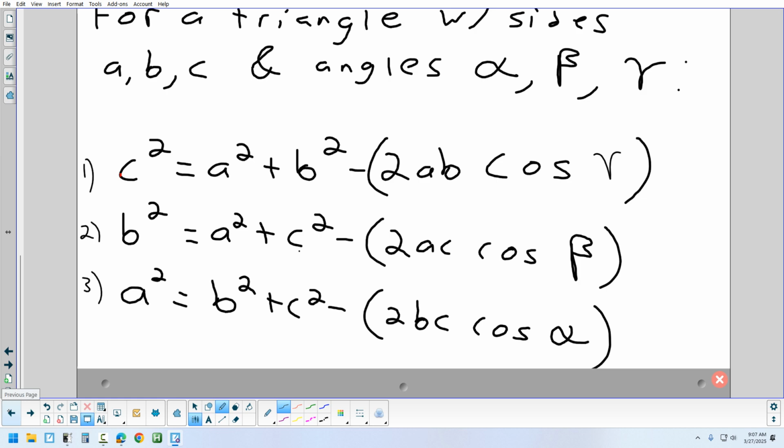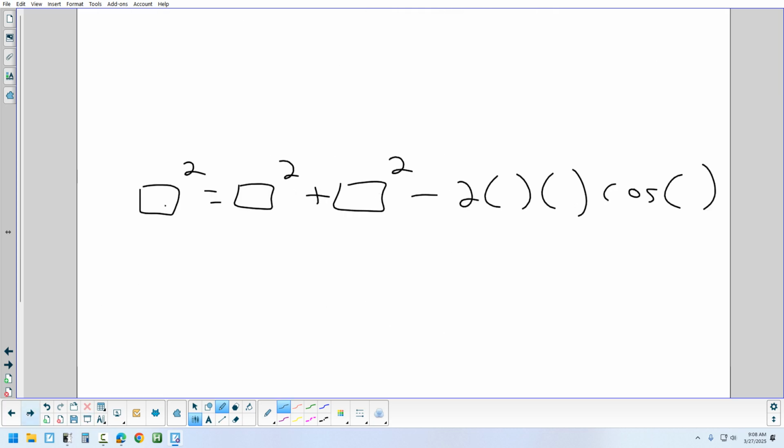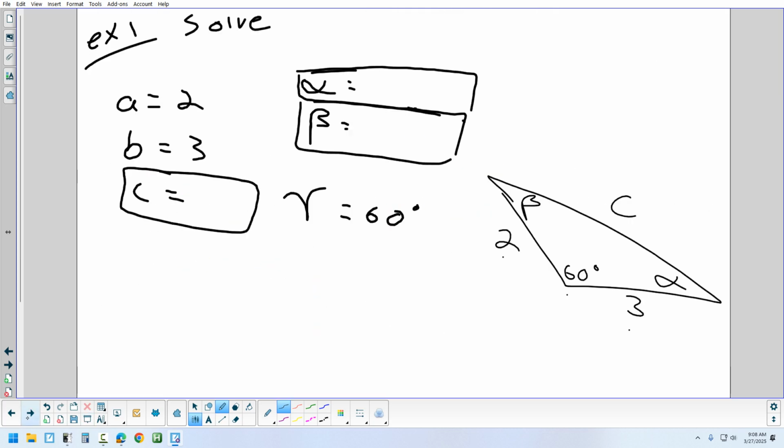A, B, and gamma. Yeah, it would be version 1. Okay? It's the version that has gamma. It's the only one with gamma. We know A, we know B, and we know gamma. We can fill in everything on the right side of the equal sign. So that's the one we're going to use. All right, let's fill it all in. So C squared.